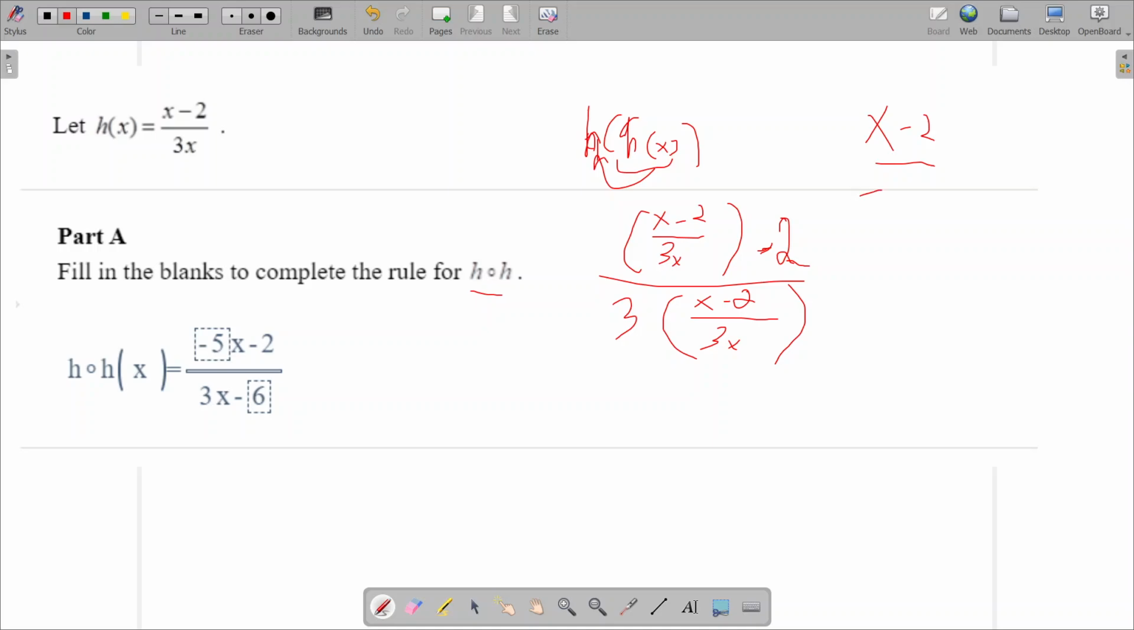over 3x. Right now this is expressed as 2 over 1. How can we make it over 3x so we can subtract it? You multiply by 3x on both sides because this is 1. You want the least common denominator, which in this case is 3x. So 1 times 3x, and here multiply it by 3x.